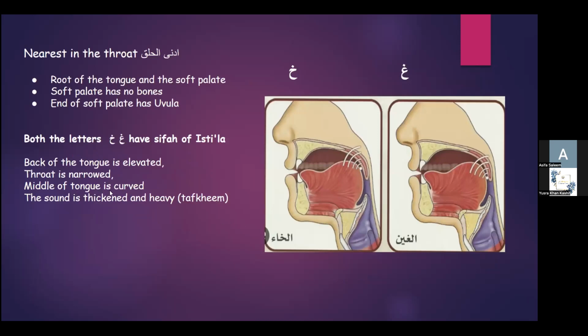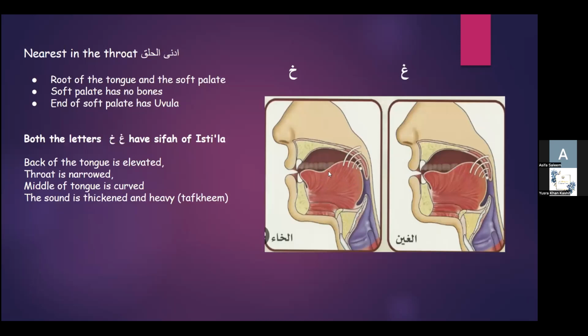So the middle of the tongue is curved or concaved. That's number 3. So raising the back of the tongue, narrowing the throat, and concaving the tongue in the middle. The sound is thickened and heavy, tafkhim. So if you're raising, you're squeezing in your tongue, meaning you're not spreading it out, you're squeezing it, raising it from the back, and all of this will happen automatically.